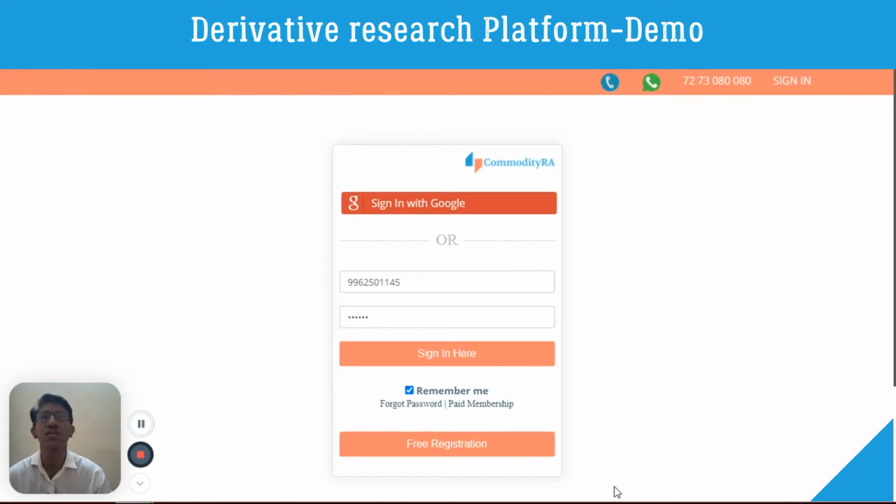But even so, as far as a futures trader or an option writer is concerned, margins are high. How do we overcome this situation? Is there any panacea to trade with less investment in derivatives? I'm going to tell you about that. Let's log into our platform first.